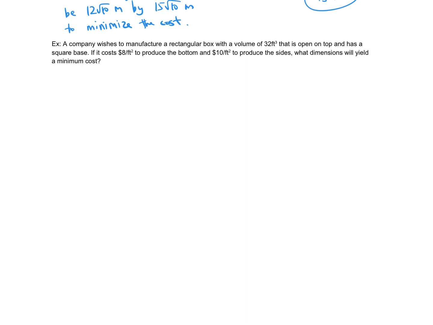So I'm going to start with a diagram here. Here's my rectangular box. It has a square base, so I'm going to say these two sides are both x, and then I'll just say y is my height, and I'll write that.